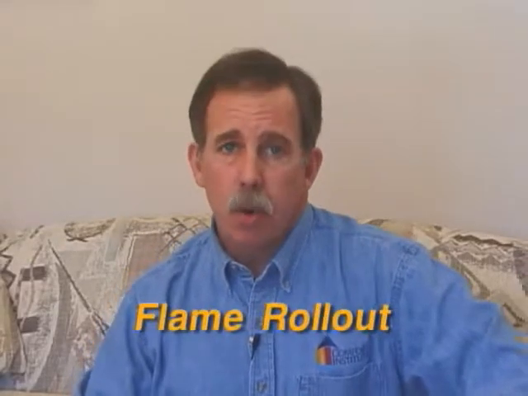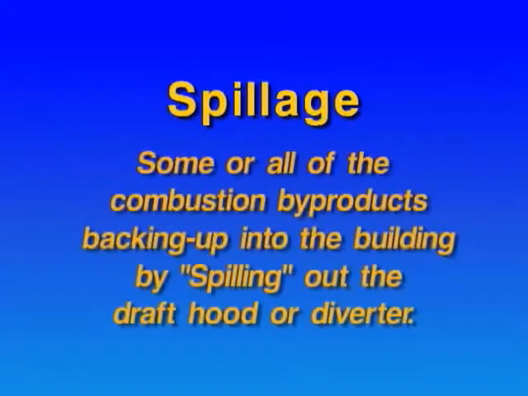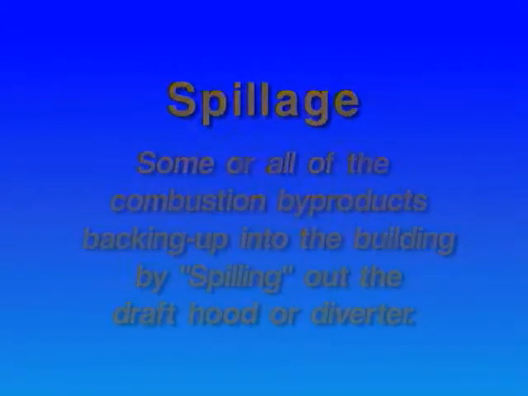There are three distinctly different events that can occur when a Category 1 appliance isn't venting properly: spillage, backdrafting, and flame rollout. Spillage is defined as some or all of the combustion byproducts backing up into the building by spilling out of the draft hood or diverter. Spillage can be either for a short duration, typically at the beginning of the cycle while draft is still being established, or it can be continuous, usually due to either a blocked vent or backdrafting.